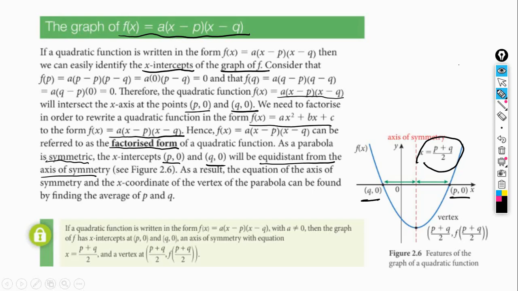Now the other thing is that the vertex will also be given by the x-coordinate. Since the x-coordinate is the same as the axis of symmetry, it's going to be p plus q divided by 2.